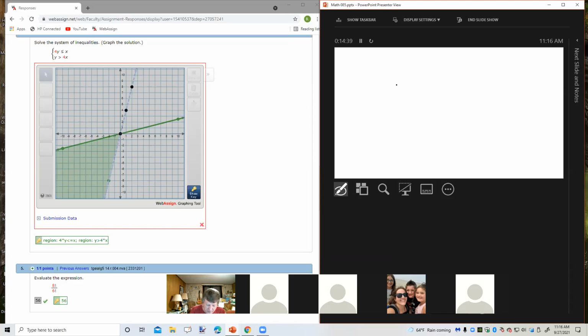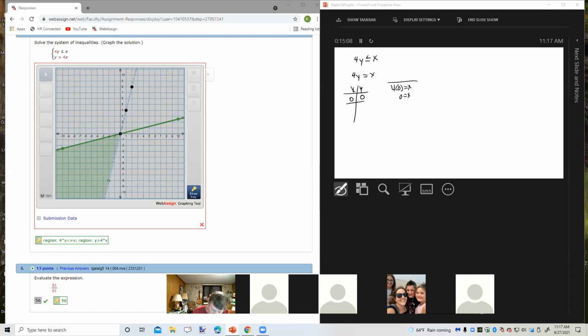All right. So let's take 4y less than or equal to x. Okay. So 4y equals x would be the related equation. This is going to go through the origin. So I'm going to have to use something besides just the x and y intercepts. If y is 0, 4 times 0 equals x, 0 equals x, so we get 0, 0.